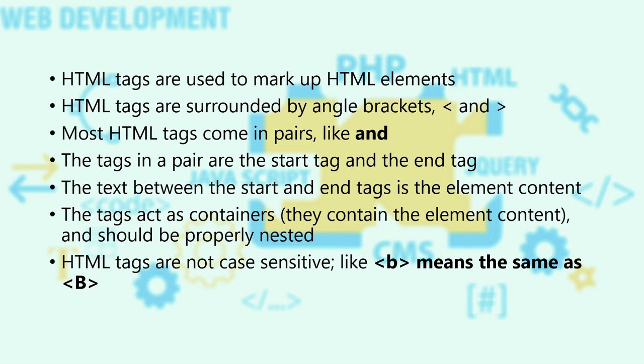HTML tags are not case sensitive. This is a huge advantage of HTML over XHTML. As you can see, small b between the angle brackets means the same as capital B between the angle brackets. There are some more things like attributes and others. We will use them in next lectures.